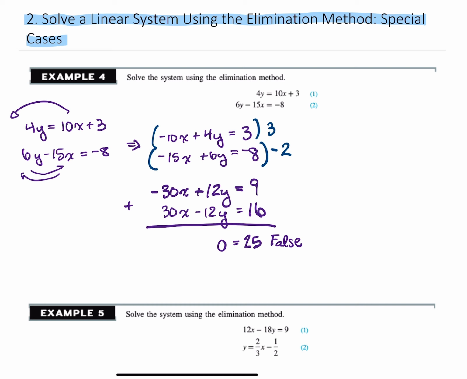And then there's a technical term that was introduced previously for a system that has no solution. It's inconsistent. You can see an inconsistent statement: 0 is not equal to 25. So no solution. And to use set notation, we say it's the empty set, the set with nothing in it.